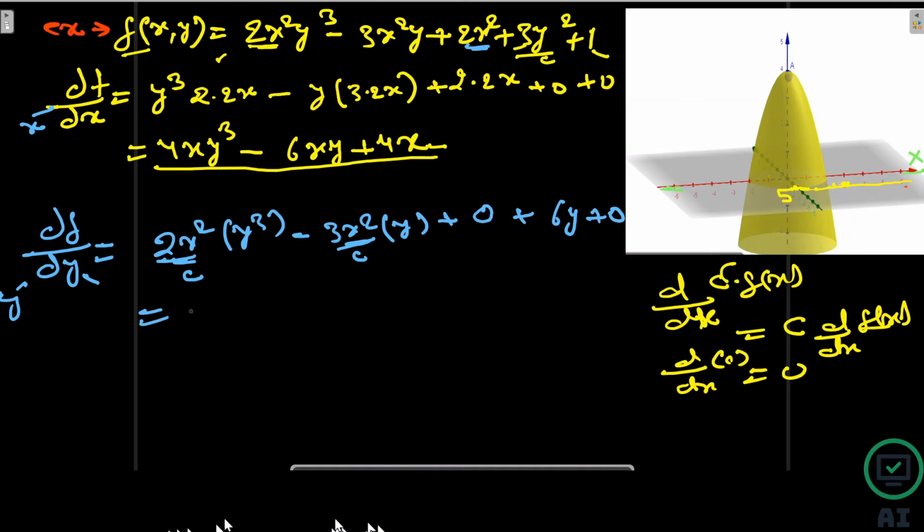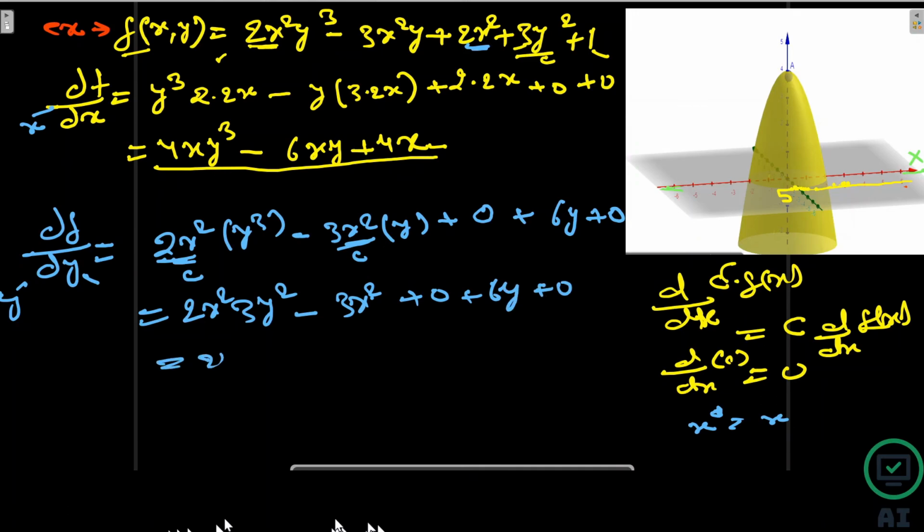If you differentiate it, 2x² times 3y², then 3x² times y, whose differentiation is 1, then 2x² is 0, and 6y plus 0. So this is nothing but 6x²y² - 3x² + 6y. This is the partial derivative with respect to y.